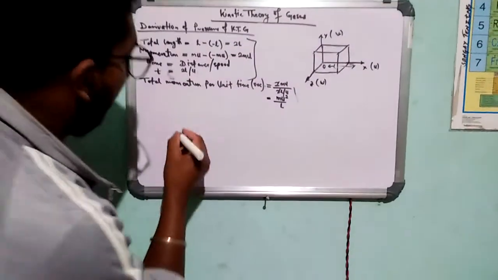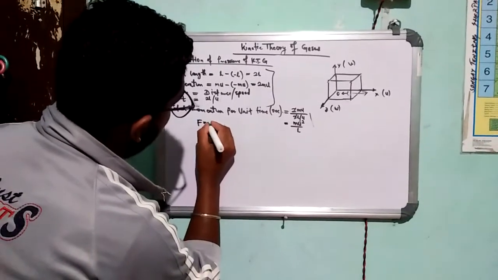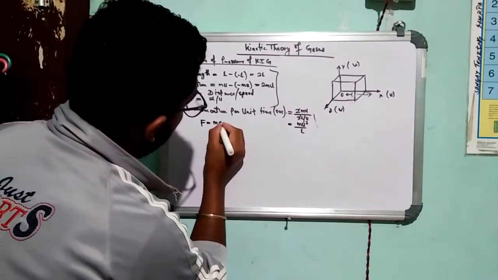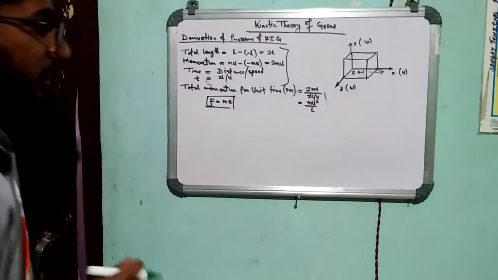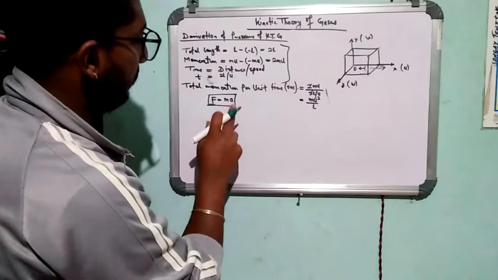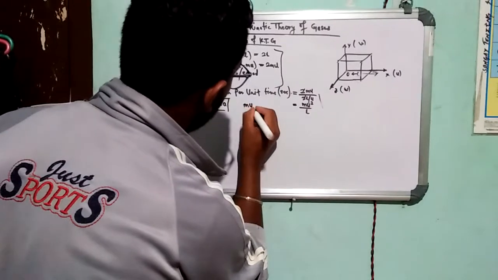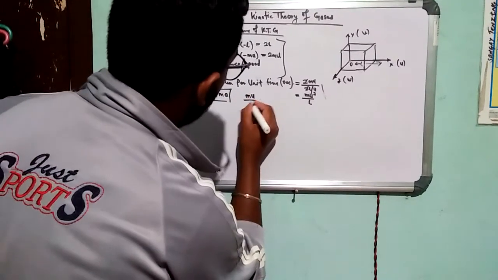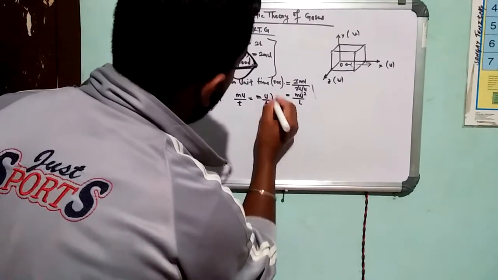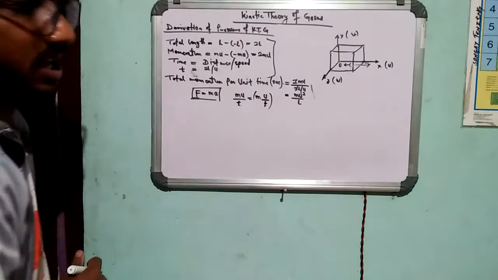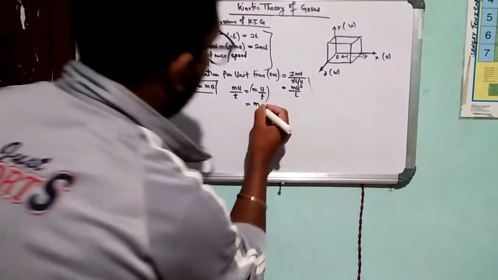So now guys, we know that force, from Newton's second law, is equal to mass into acceleration. Since we have velocity divided by time, we can write mu by t, and we know that u by t is acceleration.